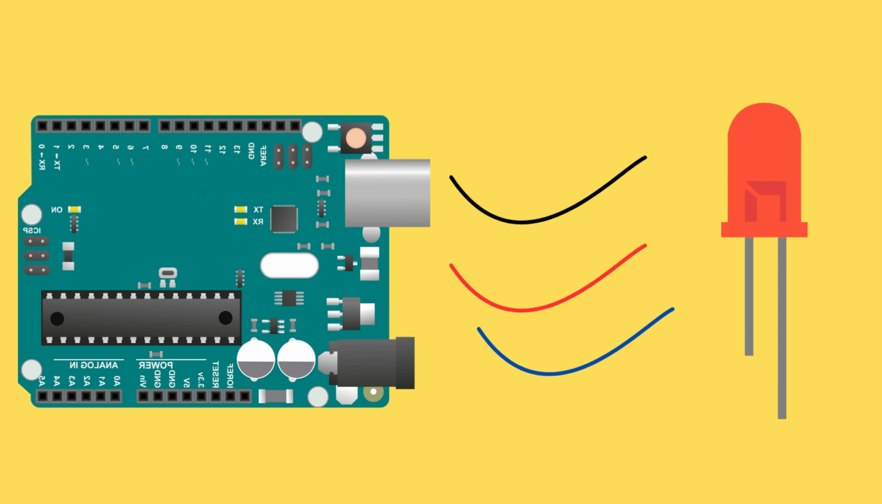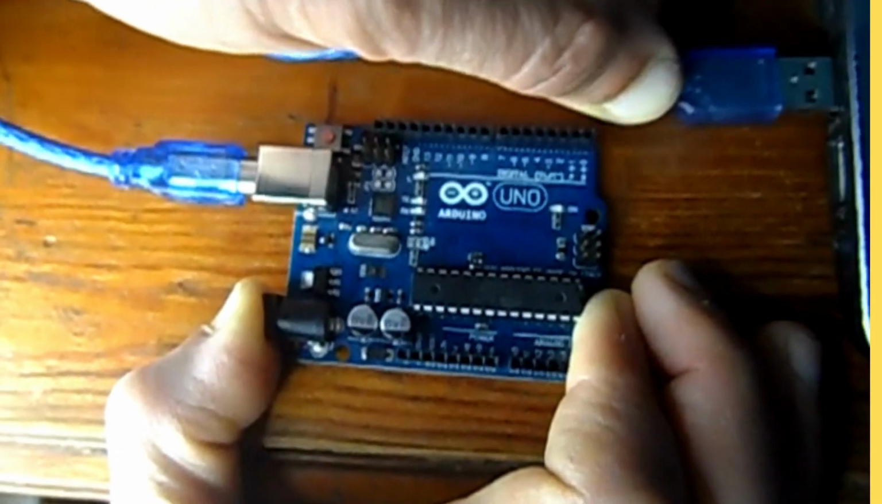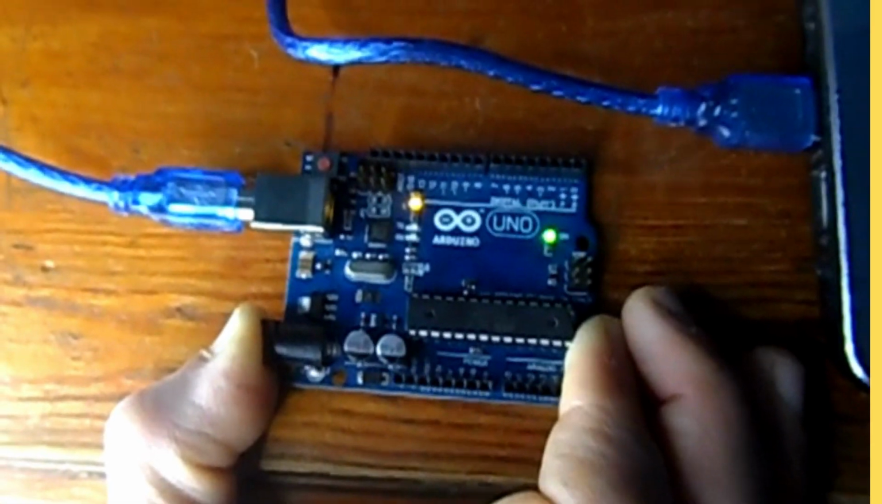And let's get started. First, we need to set up the Arduino Uno board. Connect the board to your computer using a USB cable. Make sure the board is powered on and the cable is properly connected.